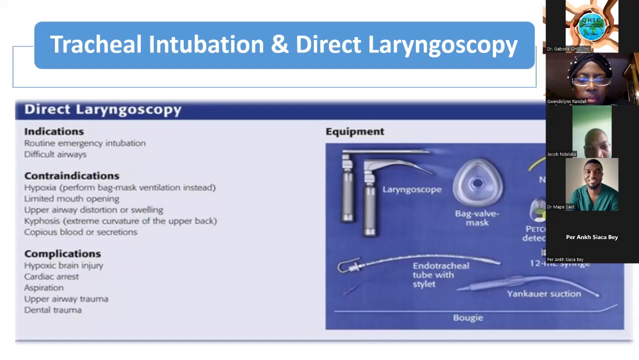Again, why do you want to do this? The correct position for direct laryngoscopic intubation is the sniffing position, as we saw in the last slide, putting the patient in a sniffing position. If the patient is obese, you will need a small inclination of about 30 degrees, so as to make arranging the patient easy.